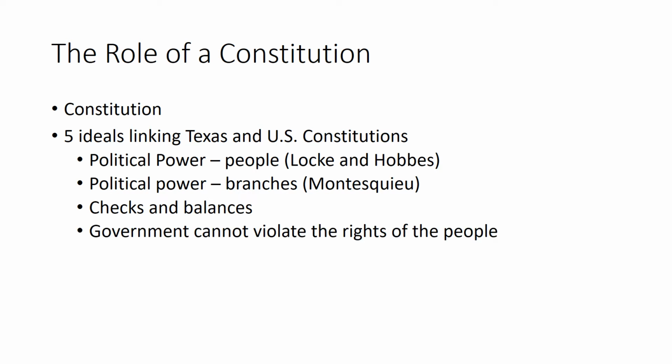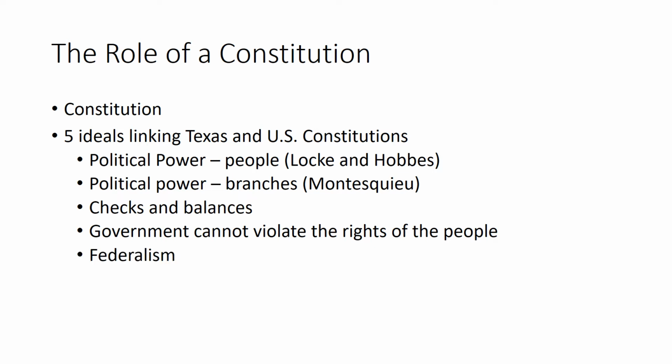The fourth ideal is that the government cannot violate the rights of the people. The role of a constitution not only states what a government can do, the Constitution also states what a government cannot do. For people to be free, there must be certain rights which exist.